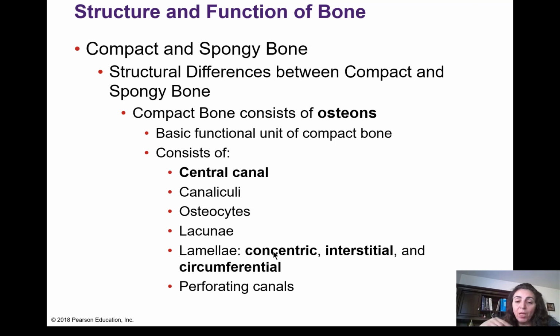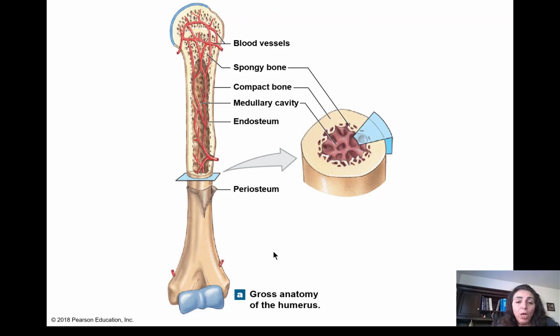They are concentric, right? We have interstitial lamella between the osteons, and we have circumferential lamella, those are the ones around the whole bone, as I showed you. And we have some perforating canals. Those perforating canals are the ones that, when blood vessels want to get inside of the central canal, they pass through transversely to get into the central canals.